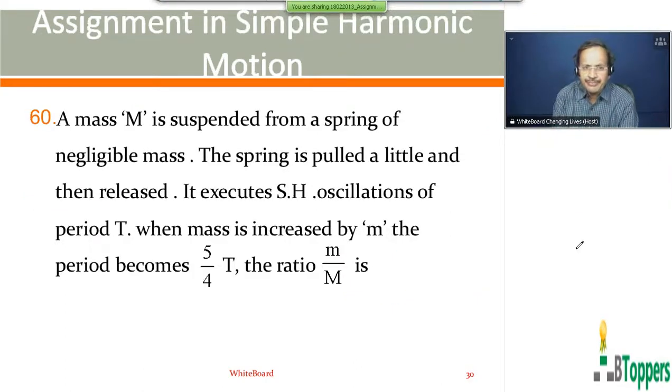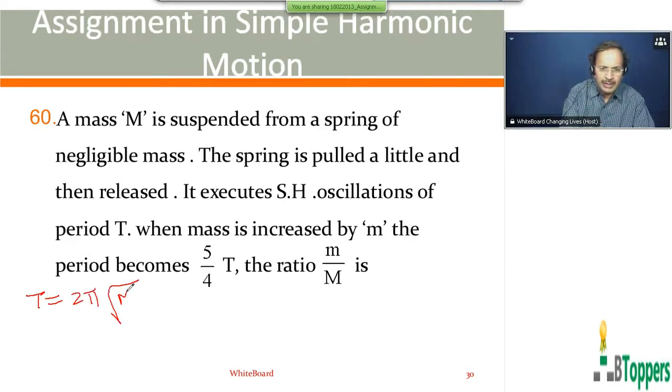Come on, look at question number 60. Mass M is suspended from a spring of negligible mass. The spring is pulled a little and then released. It executes simple harmonic oscillations of period T. When the mass is increased by small m, the period becomes 5T by 4. The ratio small m by capital M is asked. So the time period of oscillations of mass M suspended by a spring is 2 pi root of M by K in the first case.